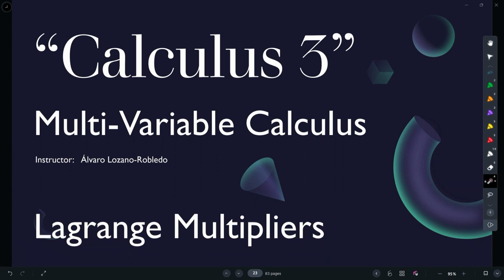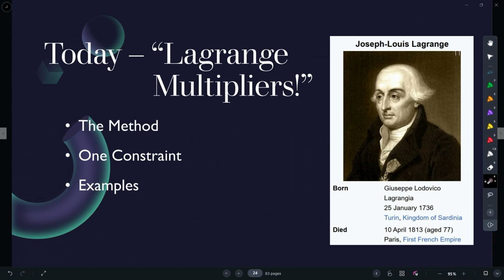So the next step is to understand the method of Lagrange multipliers. Let me tell you what this method is. Here's a picture of Lagrange. The French took Lagrange for themselves. Lagrange was Giuseppe Lodovico Lagrangia, born in the Kingdom of Sardinia in Turin.